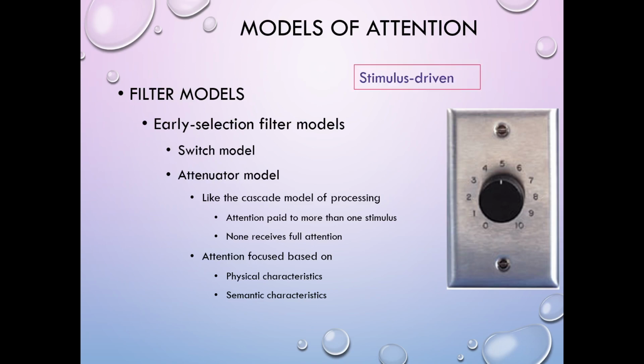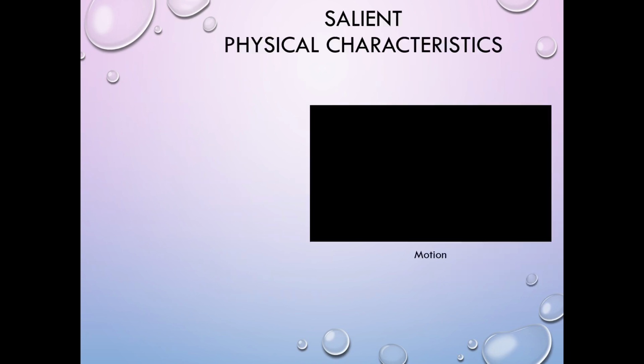In both of these models, though, in the early selection filter models, both the switch model and the attenuator, always remember that the stimulus is driving the attention. We are not talking about anything going on inside of you thinking, I'm going to look around in the environment to see if anybody's going to throw a rock at me. It's not motivated like that. It's motivated by the existing stimulus that then pulls your attention, and then you move forward. So it's important to remember that about the early selection filter models.